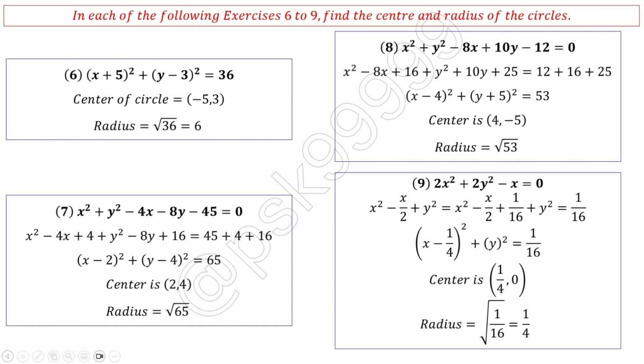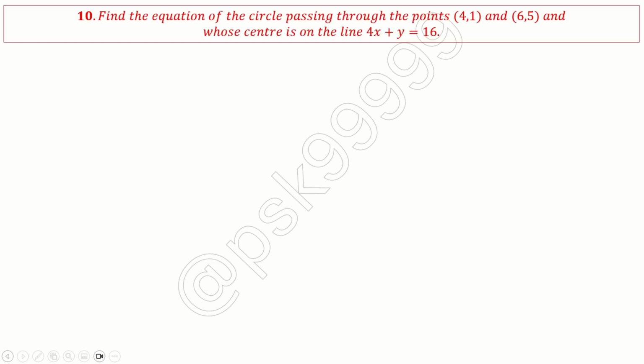Okay, now next, find the equation of the circle passing through the points (4, 1) and (6, 5) and whose center is on the line 4x + y = 16. Okay, so here they did not give the center, they did not give the radius. They gave 2 points through which the circle is passing.